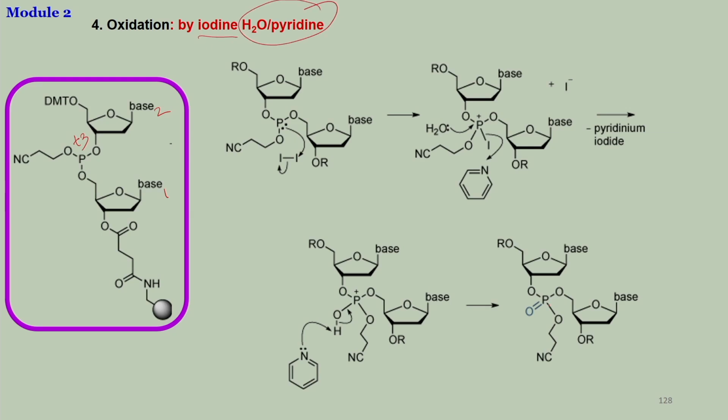All it does is include a double bonded oxygen in this position. This is base 1, this is base 2, and this OR means the protection groups. So, you have basically a 5 plus oxidation state phosphate ready. You still have this tail.